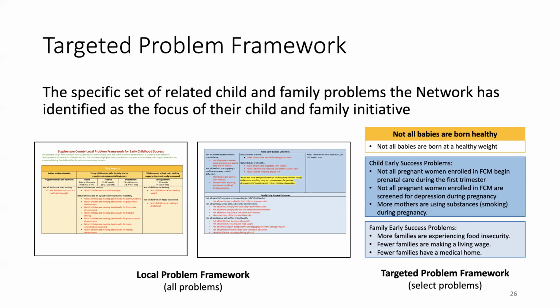So we go from all of these other problems across the 3 impact areas, across the different domains for each of the different outcomes that were a problem, to a much more narrow set of problems as it relates to the outcomes in the developmental pathway. And we have it at the level of the impact, the child early success problems, and then the family early success problems.